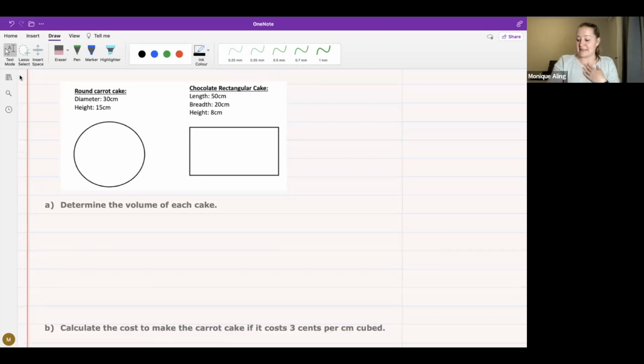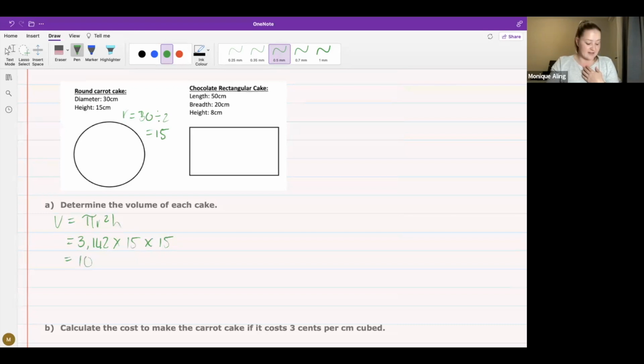Okay, so volume of this cylindrical cake, or the round cake. Volume is equal to pi r squared times height. Pi is 3.142. Our radius is 15. We did work it out earlier: 30 divided by 2, which is 15. And then we times by the height, which is 15. And you get 10,604.25 centimeters cubed.